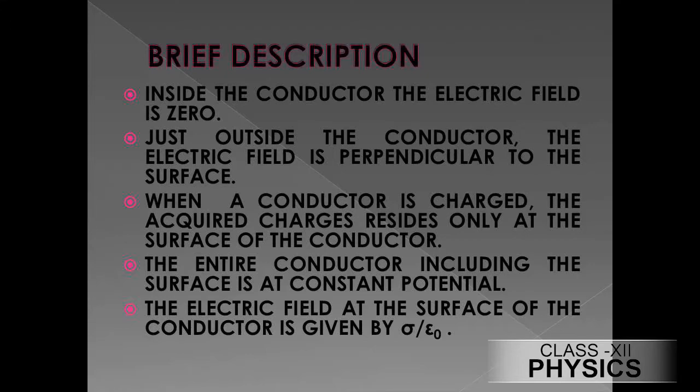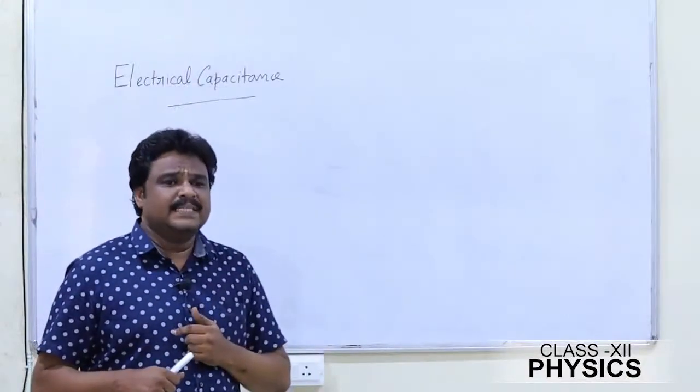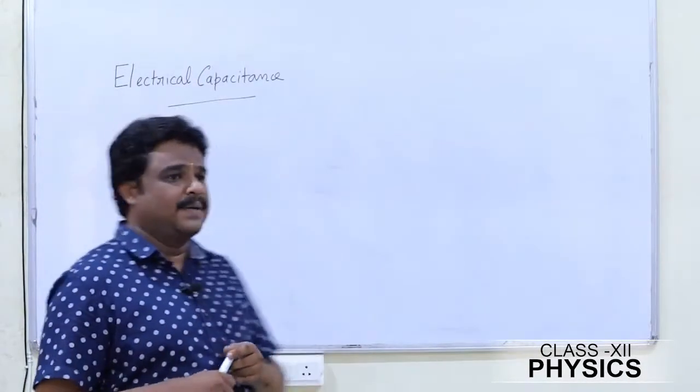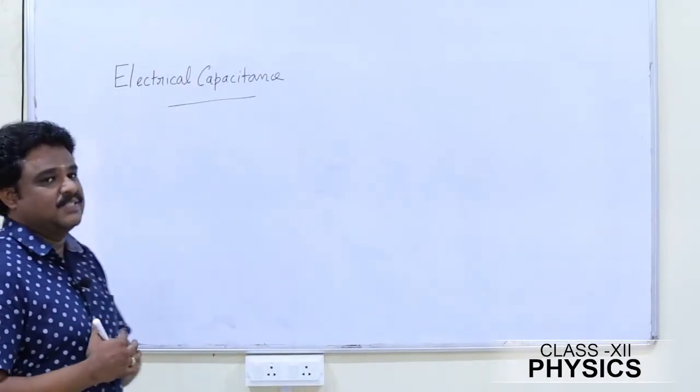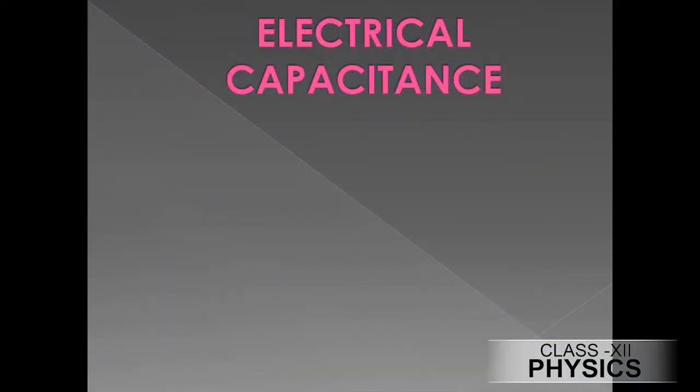Third, when we charge a conductor, the acquired charges only reside at the surface of the conductor. That was the third property. Fourth, the entire conductor including the surface is at constant potential. And the fifth one, the electric field at the surface of the conductor is E equal to sigma by epsilon naught. Now with this I am going to get into the next topic, that is electrical capacitance. We are going to discuss what capacitance is first.